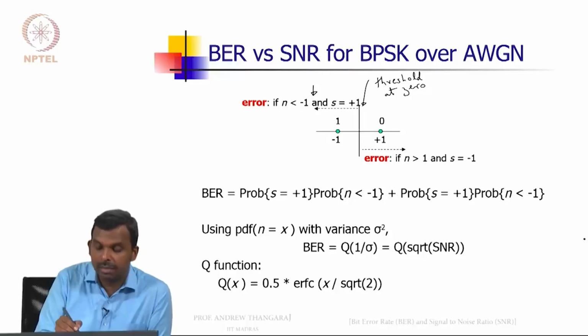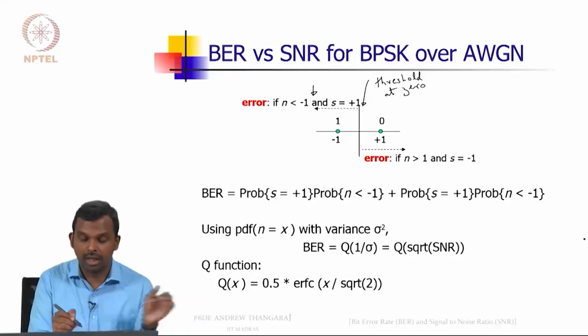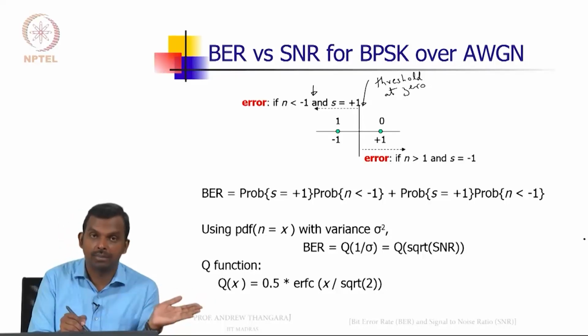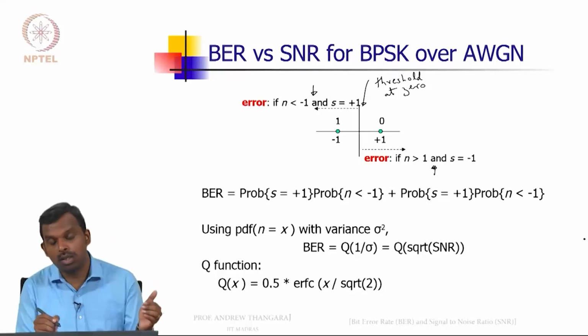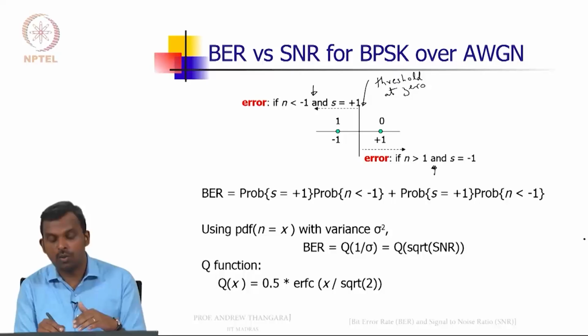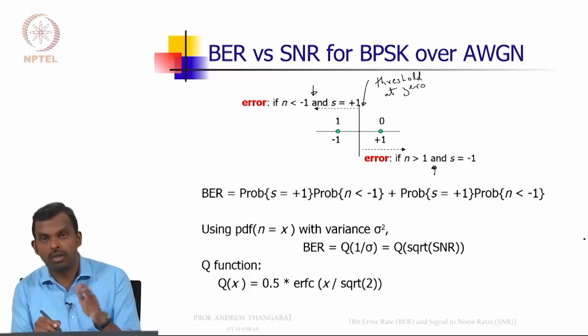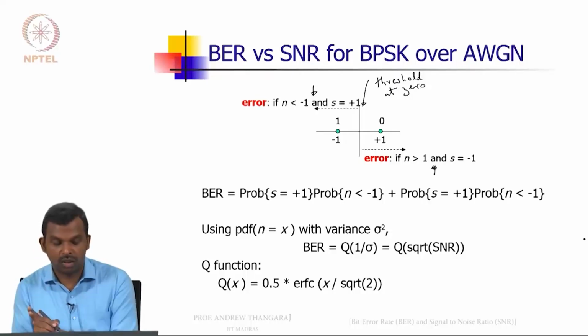You transmitted a +1, but the noise was so high in the negative direction that it pushed you over the threshold, it became less than -1. So, you made an error. And here is the other situation, when you transmitted a -1, but you made an error because noise was very high, it became greater than 1. So, it pushed you to the right of 0.